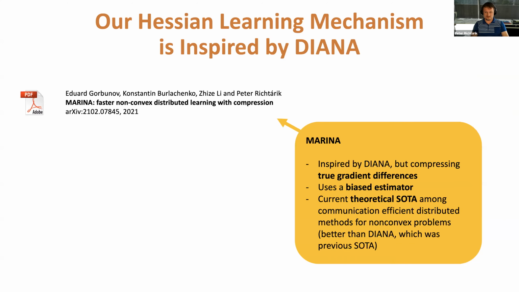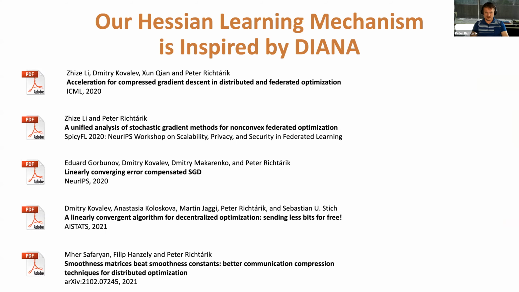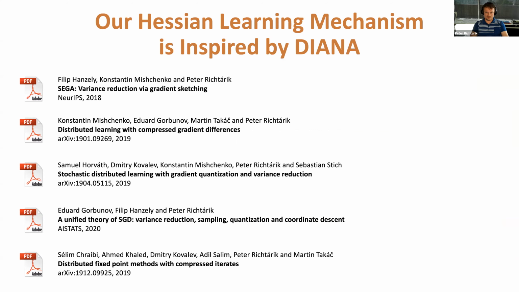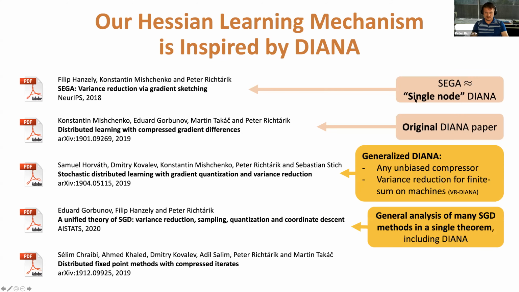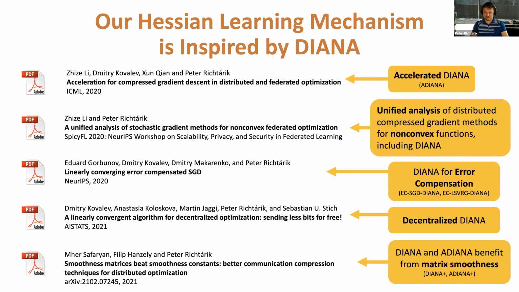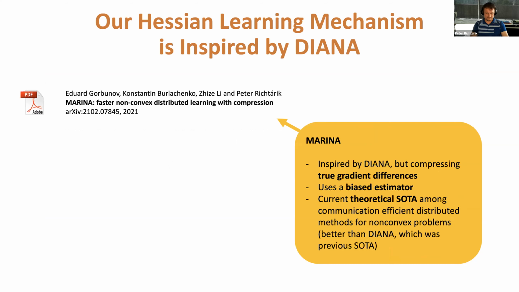And if I was going through this without speeding like I just did, then I would explain what the purpose of each of these papers was. But this is the original Diana paper where this compression of these gradient differences was first proposed. And here it was first proposed in a single node setup. So those of you who are interested in these kinds of things, you could just go through these papers and you'll have a better understanding of what's going on.